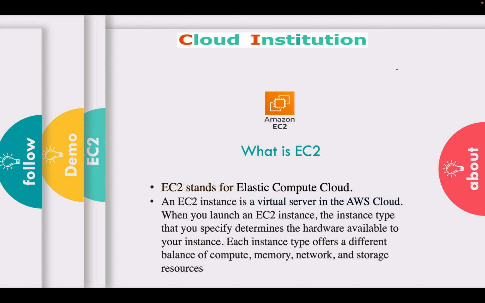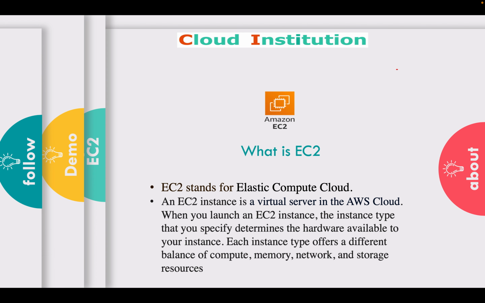So for today, we are going to create an EC2 instance and launch it. When you launch EC2 instances, the instance type that you specify determines the hardware available to your instances. Each instance type offers a different balance of compute, memory, network and storage resources. So whenever you create an EC2 instance, it is nothing but a very small virtual machine, with different hardware resources like compute, memory, network and storage based on your application needs.